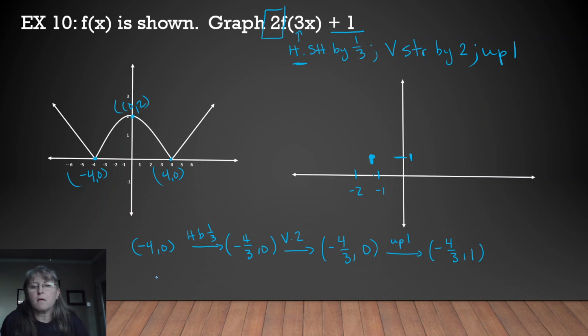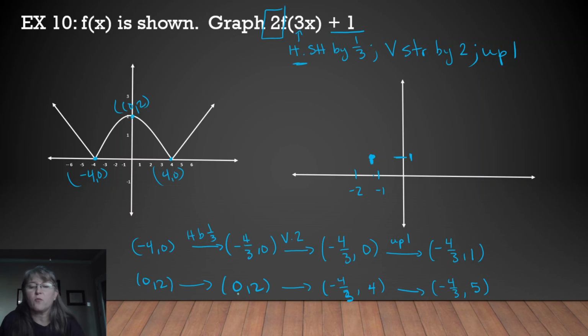Okay. All right, then we're at 0, 2. So the horizontal by 1/3 is going to stay 0. The vertical by 2 is now going to make that a 4. And then I'm going to go up 1. And I'm now at 5.